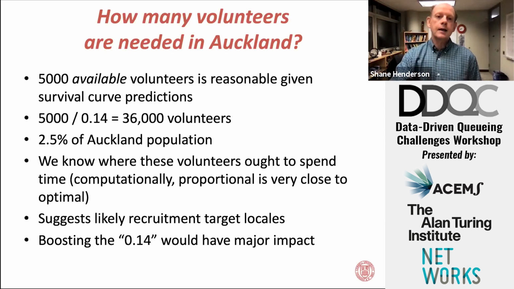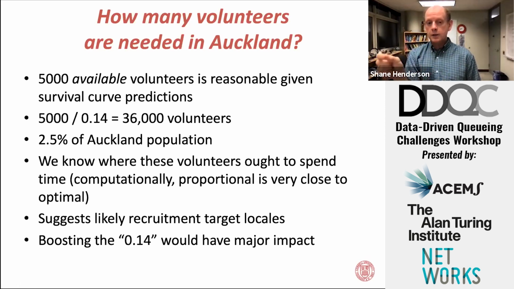And let's say, and here I'm picking a number that's very small, this is the alpha. This is the probability that a volunteer will accept the call. In London, this number is closer to 0.5, so about half of the alerts are accepted. In Auckland, it's much lower. I won't say how it relates to this 0.14, but that would imply that you need 36,000 volunteers. So that's 2.5% of the Auckland population. That's a lot. But these volunteers really just need to be able to do CPR. And so there is hope for this.